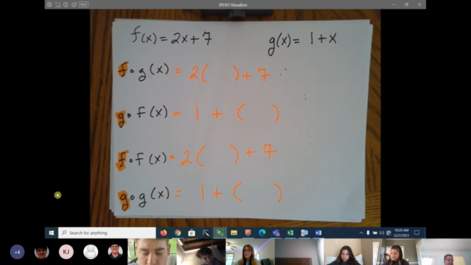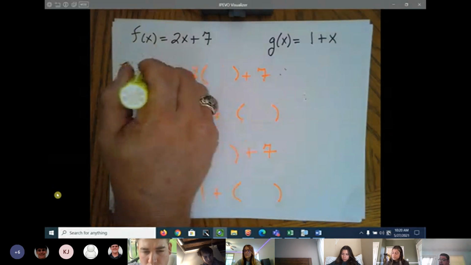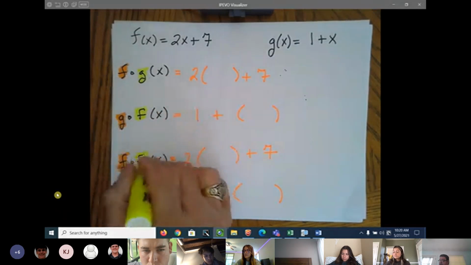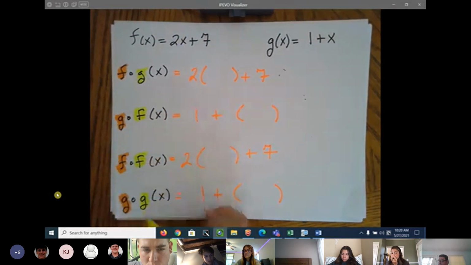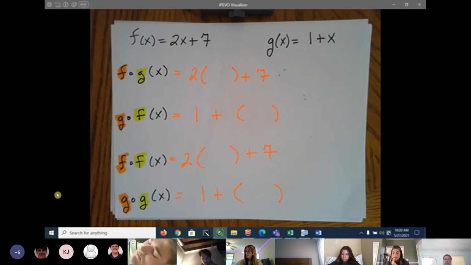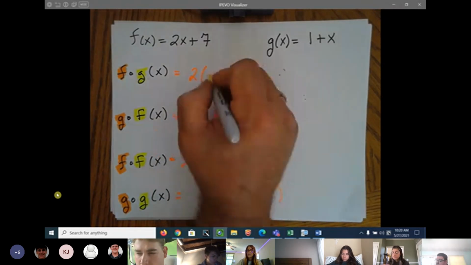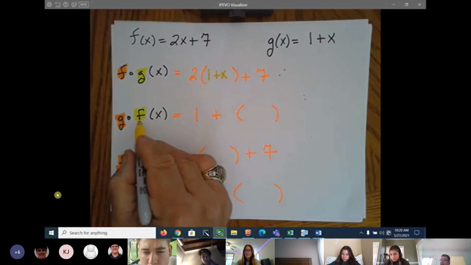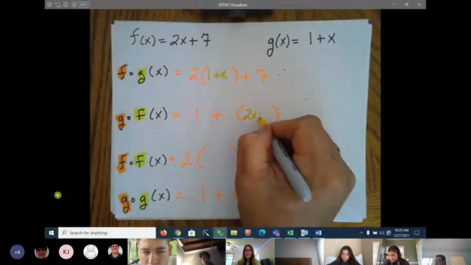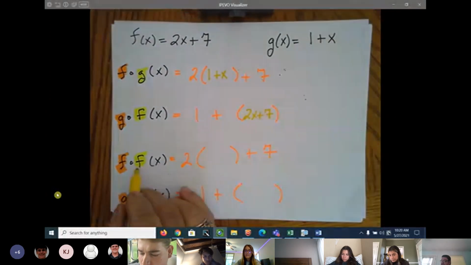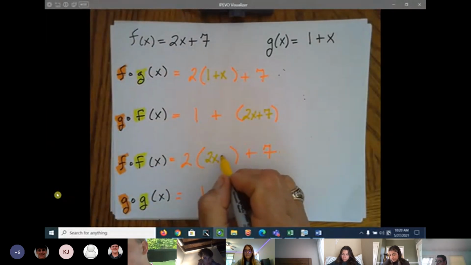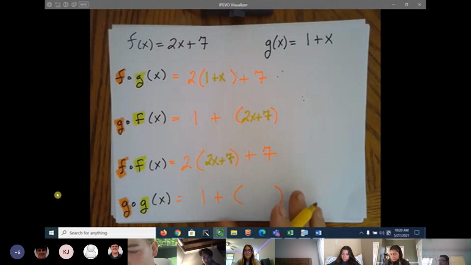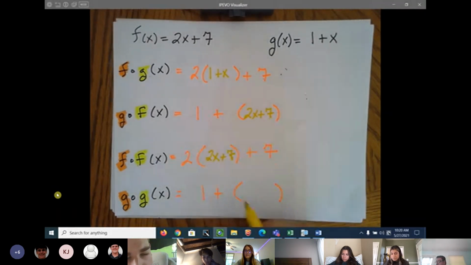The second letter, I'm going to highlight yellow. And the second letter is going to be substituted. So somebody tell me what g of x is. 1 plus x. So it goes right there. What is f? 2x plus 7. What is f? 2x plus 7. What is g? 1 plus x.